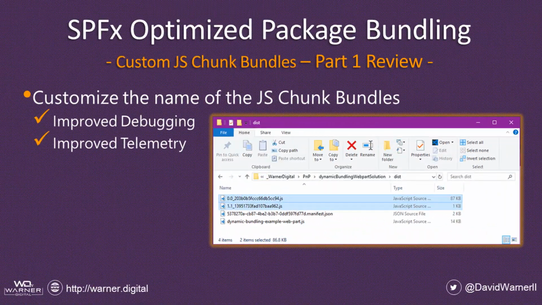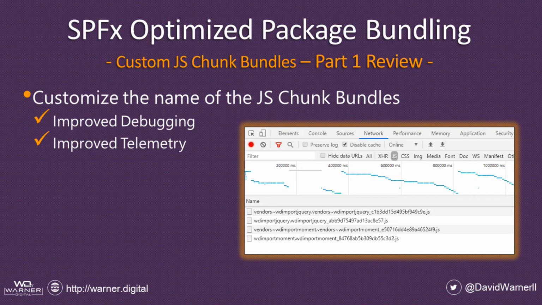As a brief review of what we accomplished in part 1, we were able to customize the name of our JavaScript chunk bundles when we utilize optimized package bundling. This improves debugging and telemetry. As you can see here on this slide, using default bundling without custom chunk bundle naming, all we see is our bundles with a nonsensical numeric unique value. But as you can see in this slide, by utilizing the Webpack chunk name magic comment, we're able to actually apply a custom name to our chunk names. So we see WD import jQuery is representative of importing the jQuery library. WD import moment is representative of us importing asynchronously the moment library.